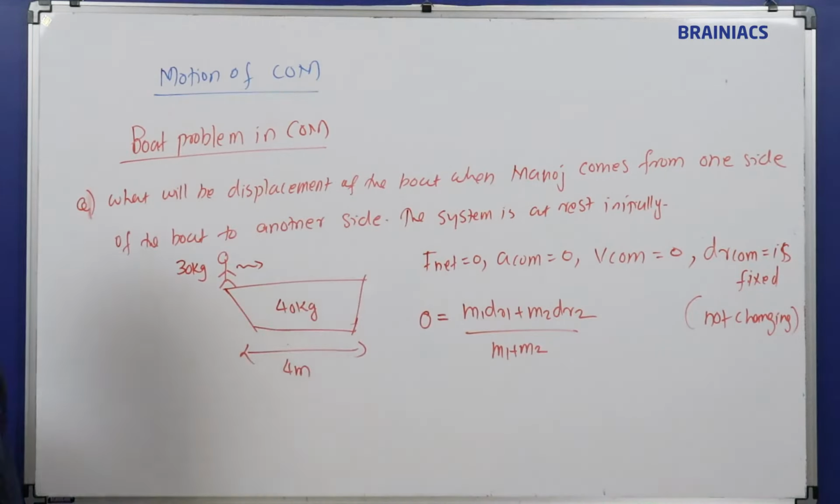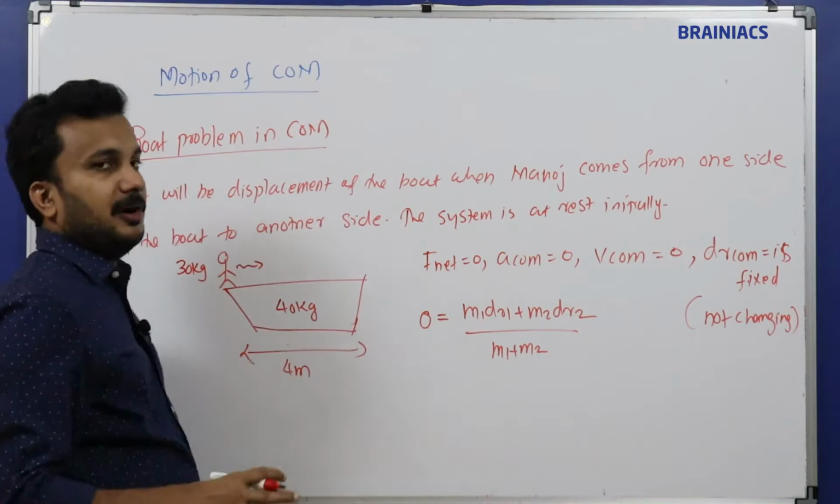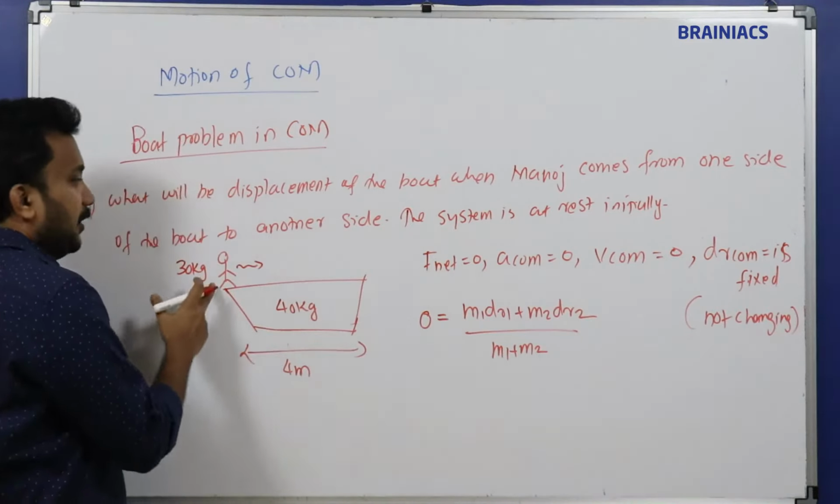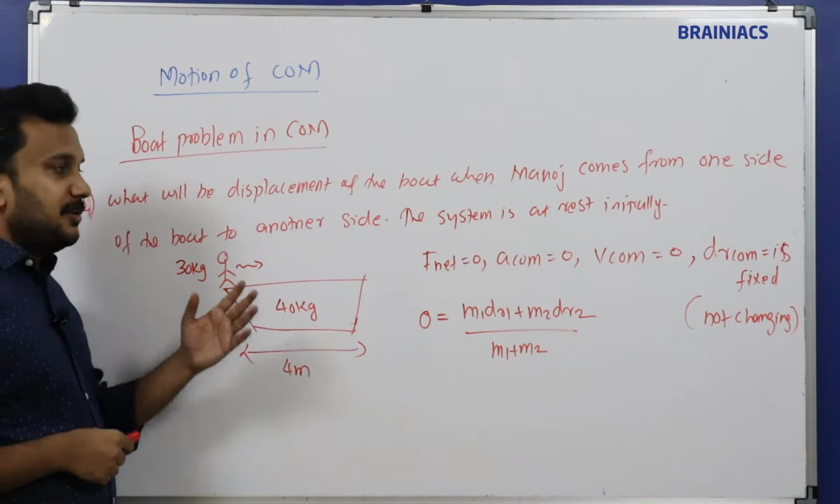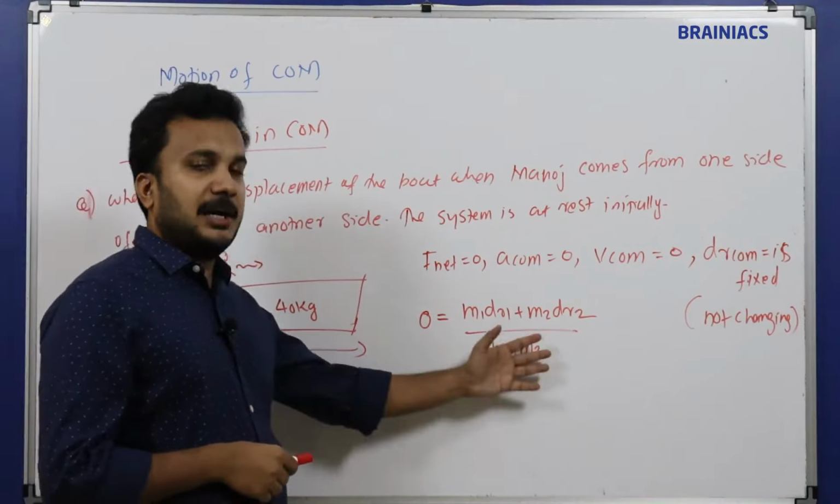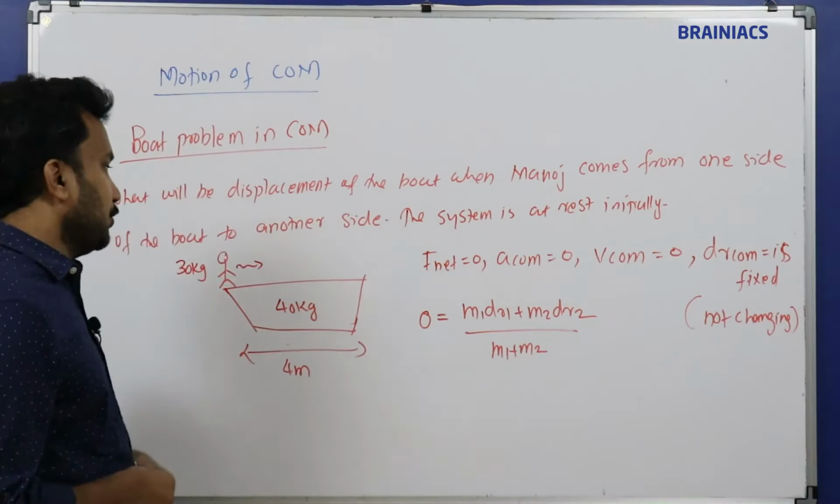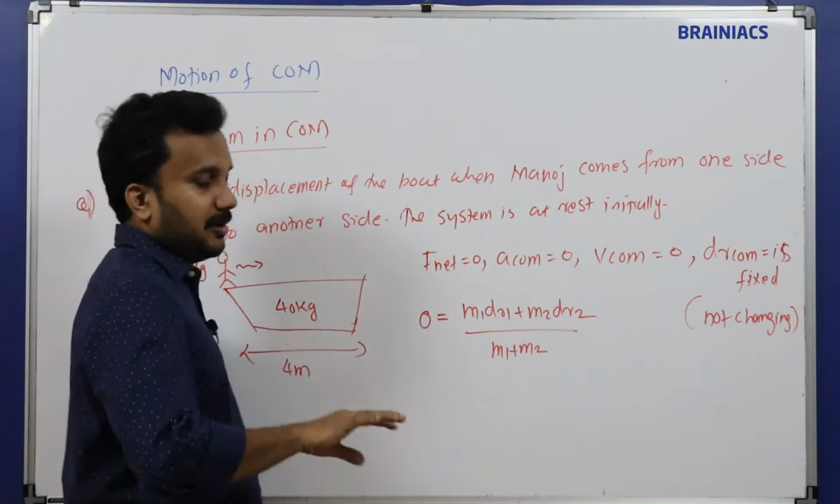Okay, the question is, what will be the displacement of the boat? How much will the boat move when Manoj is trying to move from one side? The system is initially at rest. From that we have these conclusions. So what will happen if a person is walking?